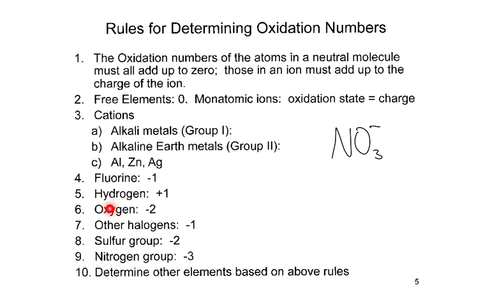So because oxygen has a higher priority, it gets to be -2, and then the nitrogen has to be whatever it needs to be in order to give the compound, or an ion in this case, a -1 charge. So let's write that out on the next slide.